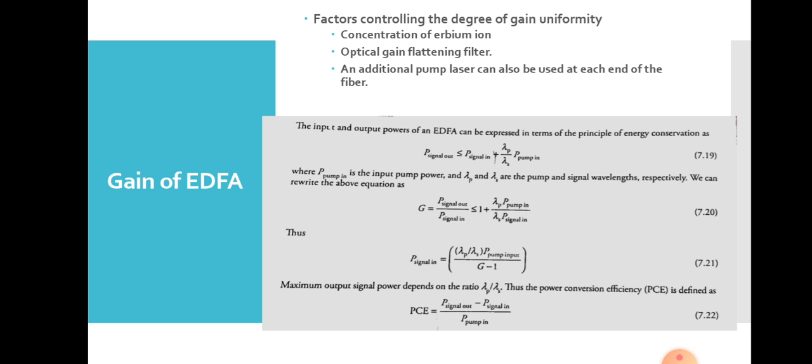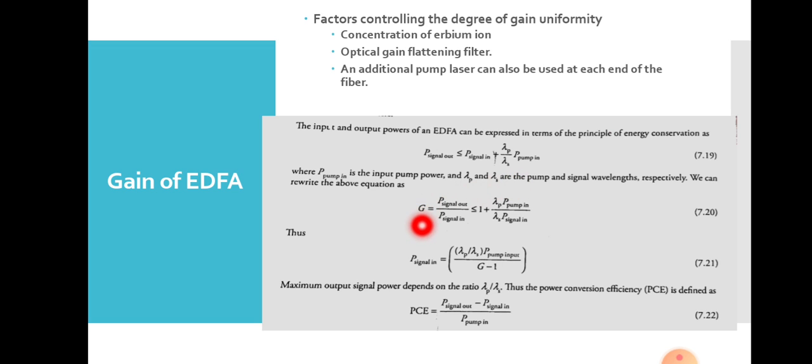If you go to the analysis side, you can see the input and output powers of EDFA can be expressed in terms of the principle of energy conversion, that is P signal out is less than or equal to P signal in plus lambda P divided by lambda S into P pump in, where P pump in is the input pump power and lambda P and lambda S are the wavelengths corresponding to the pump and the signal.